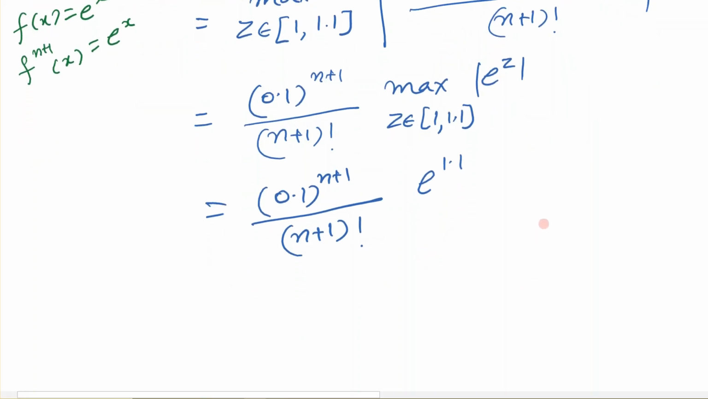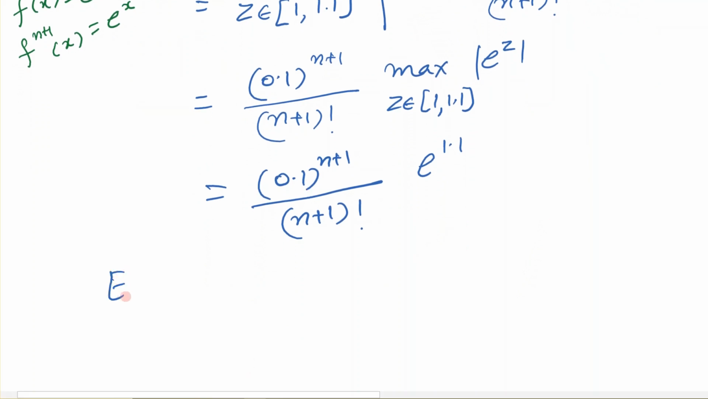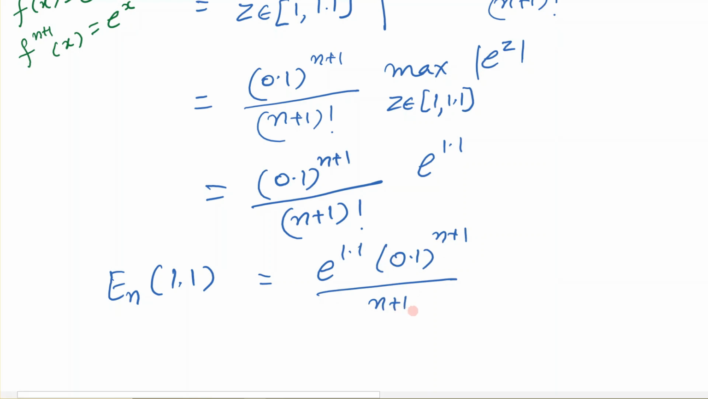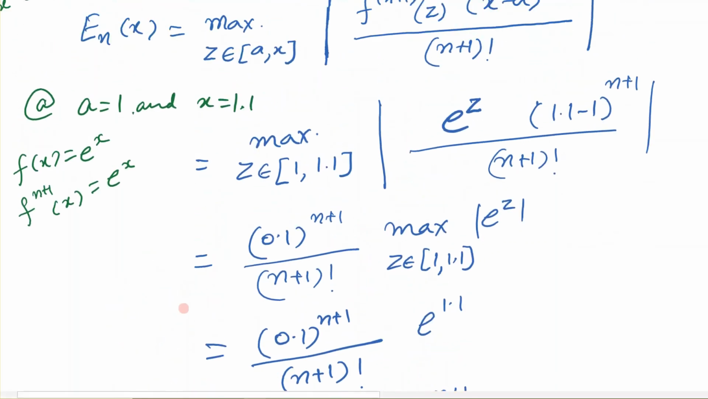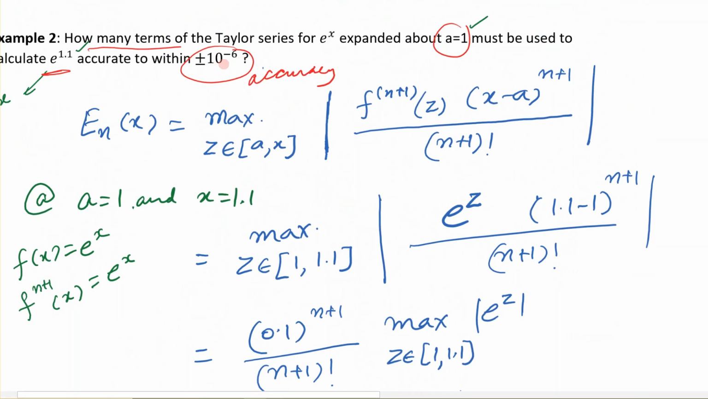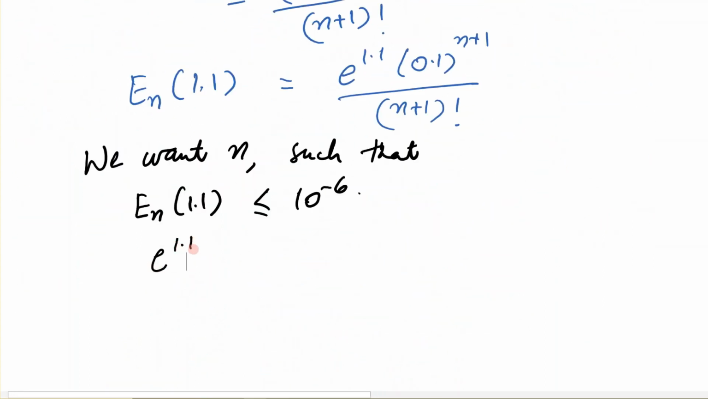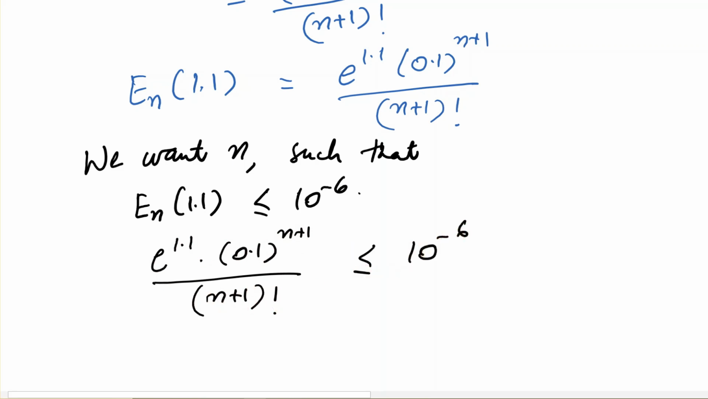All right, so now what we got here is that the error at 1.1 is equal to e raised to power 1.1, 0.1 raised to power n plus 1 over n plus 1 factorial. So that is our error. But what we want is for the error to be less than or equal to 10 raised to power negative 6. So that's the accuracy we want. So it means e raised to power 1.1, 0.1 raised to power n plus 1 over n plus 1 factorial is less than or equal to 10 raised to power negative 6.